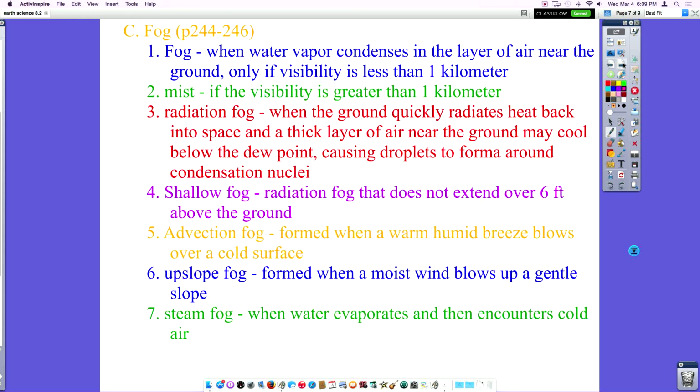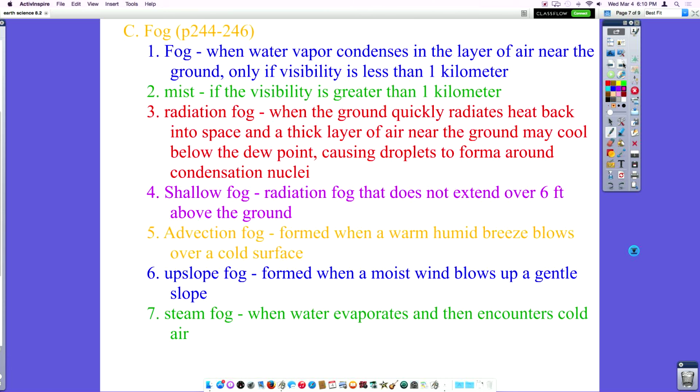Another type of fog is the advection fog, formed when a warm, humid breeze blows over a cold surface, such as moist air from a river, lake, or bay being blown over the colder land, forming fog. That would be advection fog. When an advection fog forms over cold ocean water, it's considered a sea fog. England's well-known fogs are often sea fogs that develop from warm, moist winds encountering the cool waters around Great Britain.